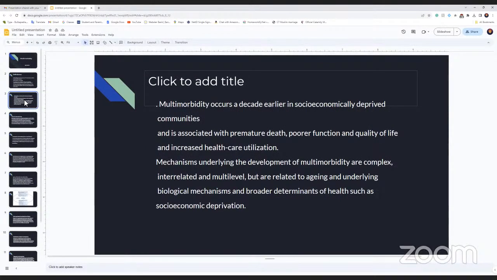Multimorbidities occur decades earlier in socioeconomically deprived communities and are associated with premature deaths, poorer function and quality of life, and increased healthcare utilization. Mechanisms underlying the development of multimorbidities are complex, interrelated and multi-level, but are related to aging and underlying biological mechanisms and broader determinants of health, such as socioeconomic deprivation.